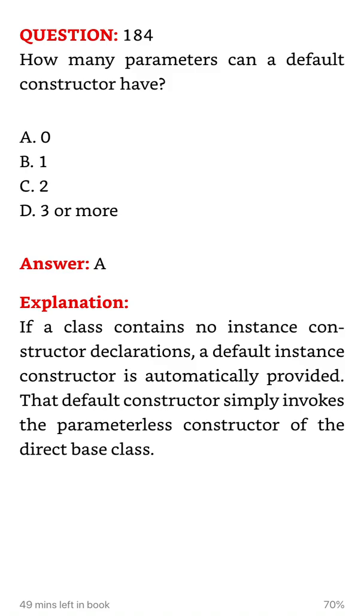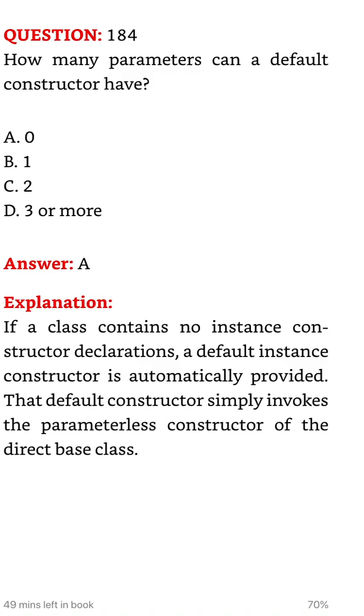Question 184. How many parameters can a default constructor have? The answer is A, 0. If a class contains no instance constructor declarations, a default instance constructor is automatically provided. The default constructor simply invokes the parameterless constructor of the direct base class.